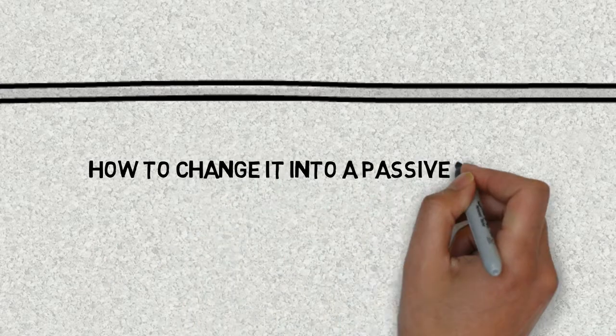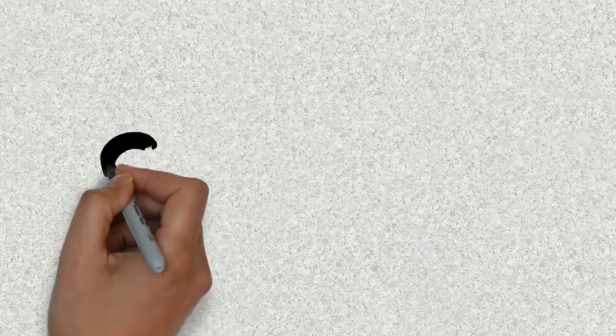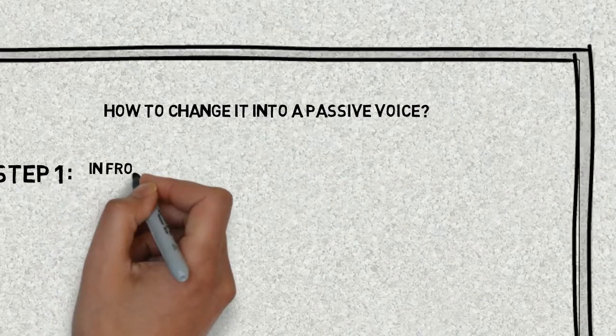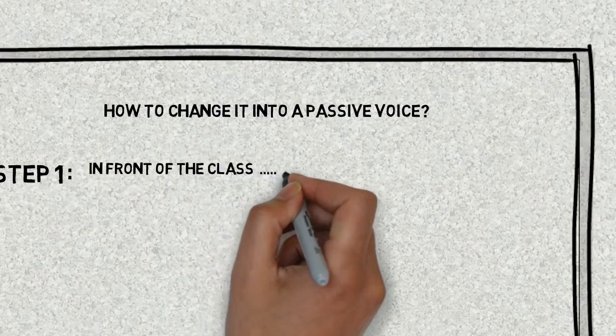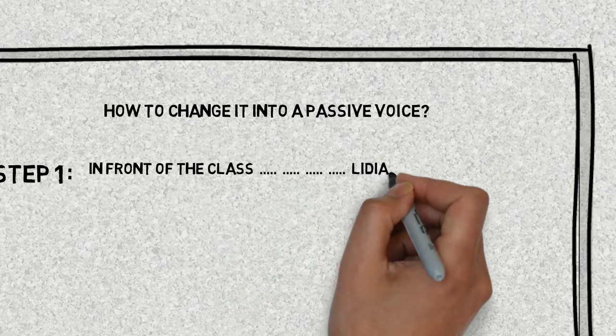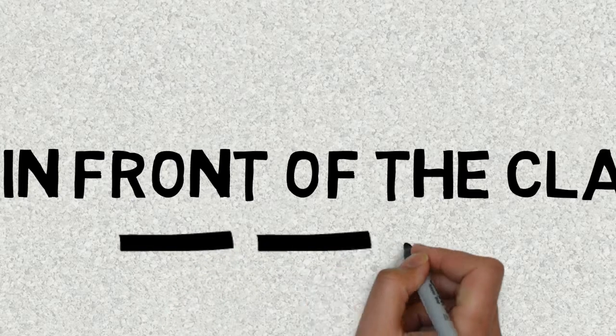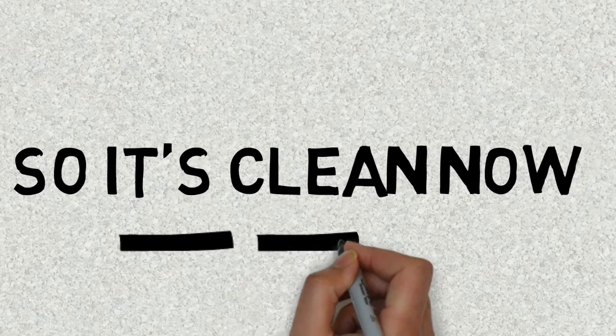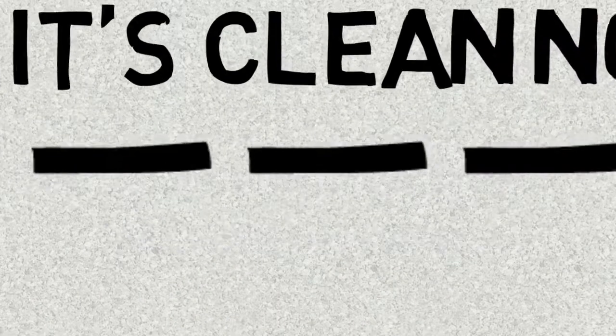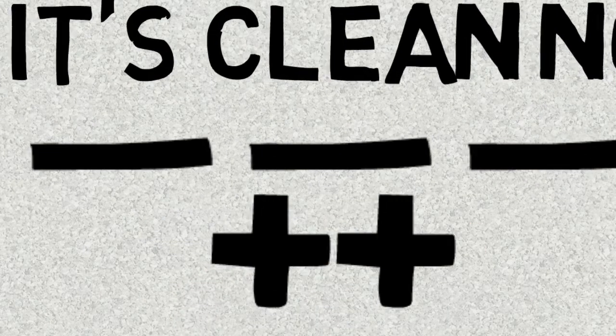How to change it into passive voice? Step 1. Change the position of the subject and an object. So the sentence becomes in front of the class blah blah blah Lydia. In front of the class is as an object. Lydia is as a subject. So it's clear now is as an informal information.